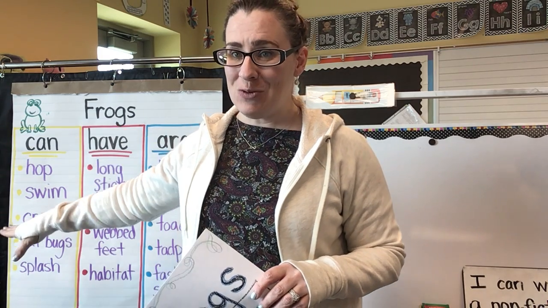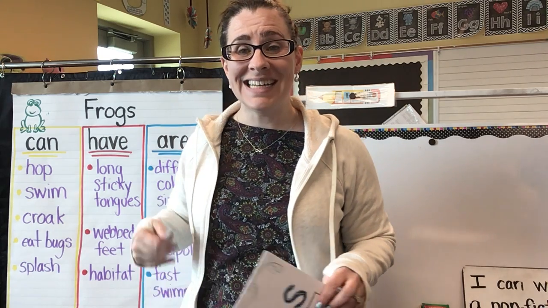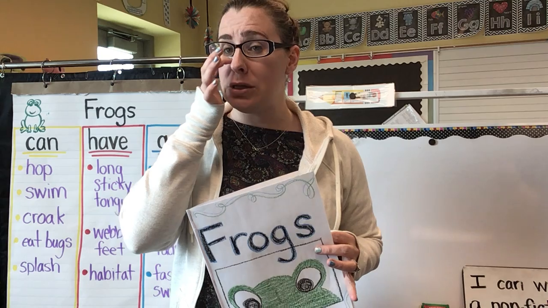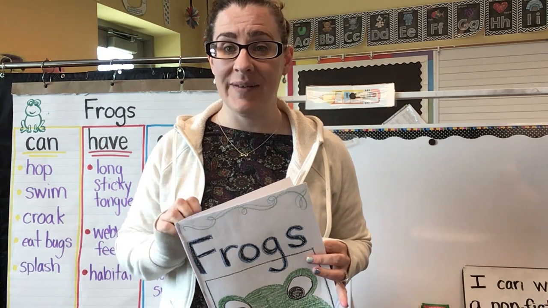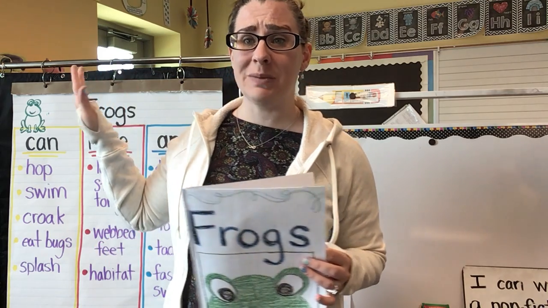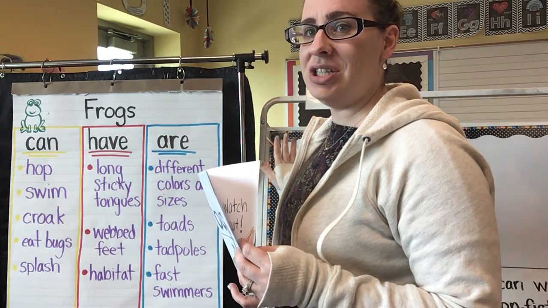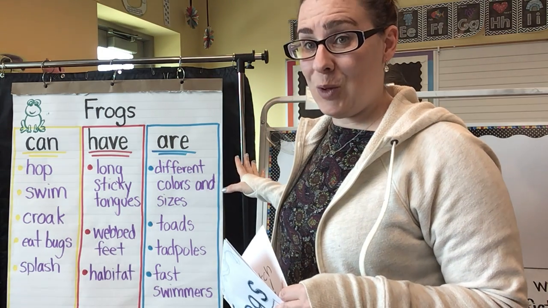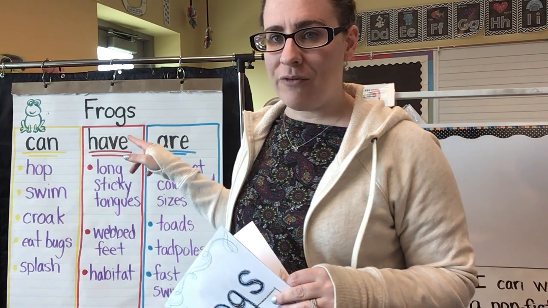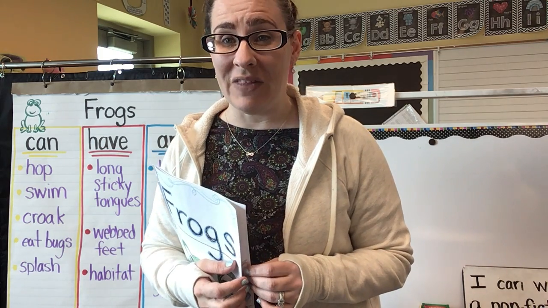At this point, we have already used our can have R chart, and you have a page about what frogs can do, a page about what frogs have, and a page about what frogs are. Today, we are going to add our last page to the book, and it is going to be about the frog life cycle. Remember when we learned about that yesterday? We talked about how they start as a frog, and the frog lays eggs, and the eggs hatch, and there are what? Tadpoles, and then the tadpoles grow legs, so they're tadpoles with legs, and then baby frogs, and then adult frogs, and it starts all over again. So I wanted to write about that in our book.